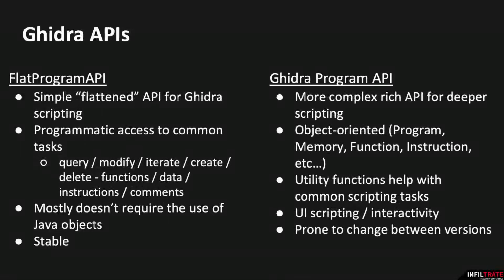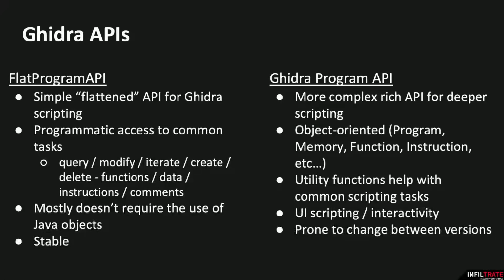In terms of Ghidra's APIs, there's really two APIs, or maybe one API that's a subset of the other. The flat program API is the simple subset of the API that's stable across versions. And it provides simple access for common things you want to do while reversing: iterating, modifying, querying, creating, deleting various structures, functions, data, instructions, comments, and so forth. This is akin to the simple idlepython API, where you're not digging in deep. Really easy to use and fast.